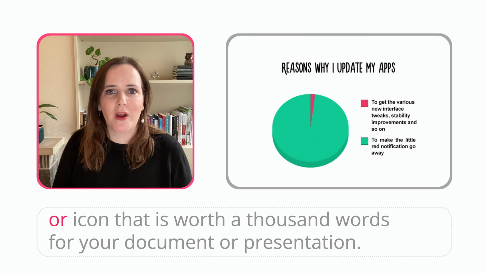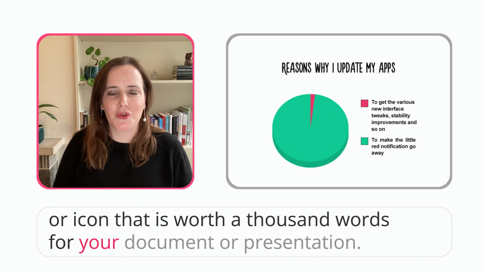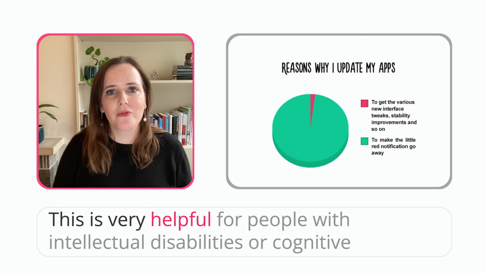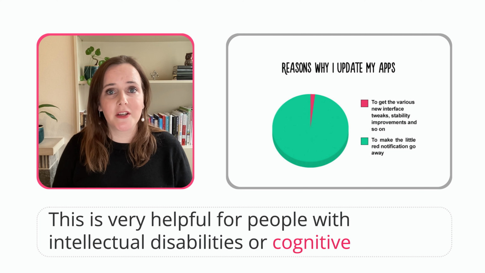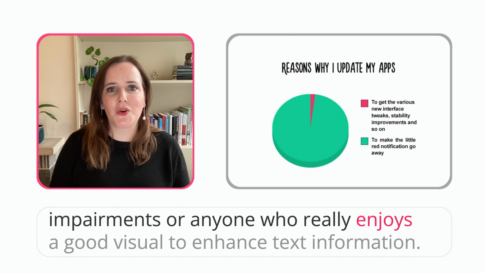So find that diagram or icon that is worth 1,000 words for your document or presentation. This is very helpful for people with intellectual disabilities or cognitive impairments, or anyone who really enjoys a good visual to enhance text information.